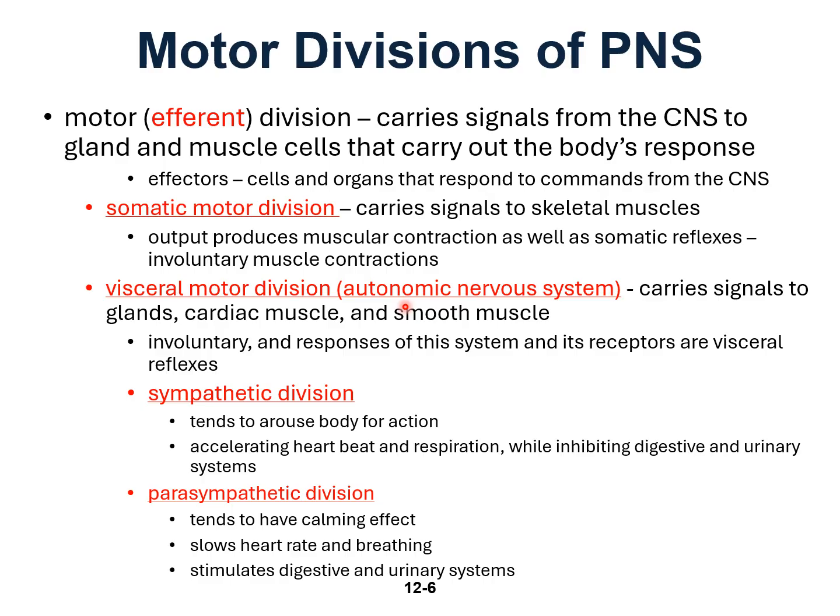The autonomic nervous system is actually talked about in test 6. It has its own chapter where you take a closer look at the sympathetic and parasympathetic divisions. So the visceral motor is going to carry signals to glands, cardiac muscle, smooth muscle. Involuntary means you have no control over it. You might see the effects of it later on, but you didn't know how you got there unless you're really thinking about it. And these are responses, and responses from the system and its receptors are visceral reflexes because it's from the viscera. So sympathetic, fight or flight.